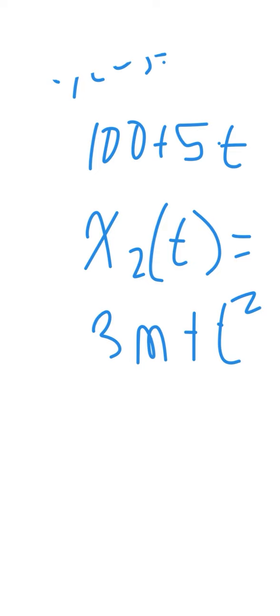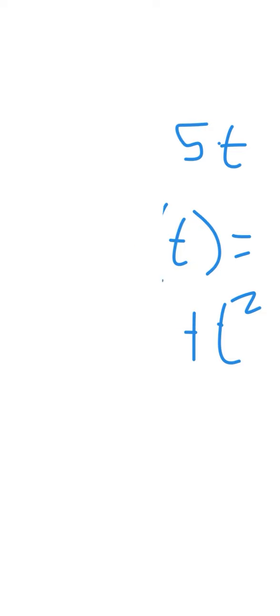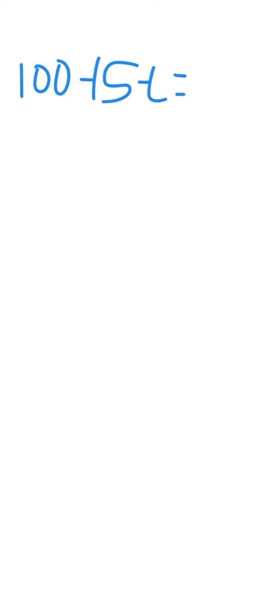So in order to find this, we need to set the equations of both of the objects equal to each other. So we will do 100 plus 5t equal to 3 m plus t squared.